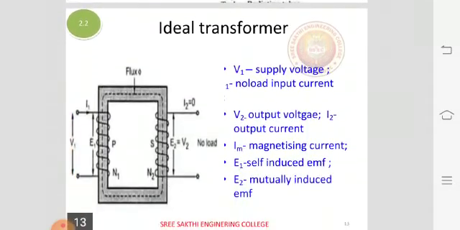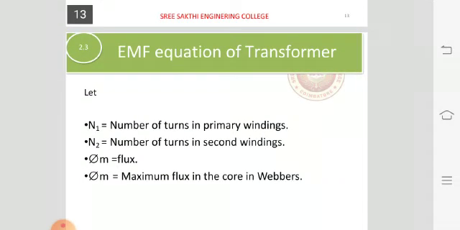Next one is we will consider an ideal transformer. In ideal transformer we are having V1 as supply voltage and no load current, V2 is output voltage and I2 is the output current, and IM is the magnetizing current, E1 is the self-induced EMF and E2 is mutually induced EMF. Next one is EMF equation of a transformer.